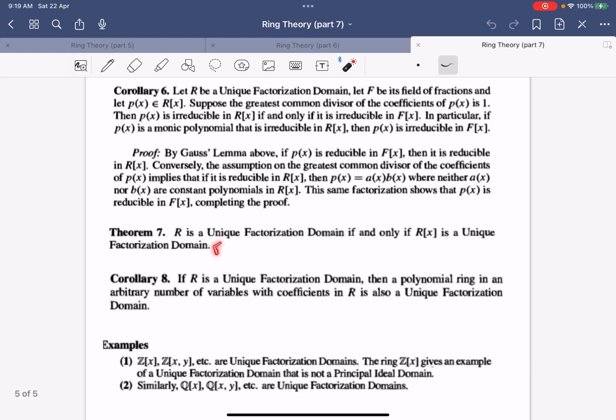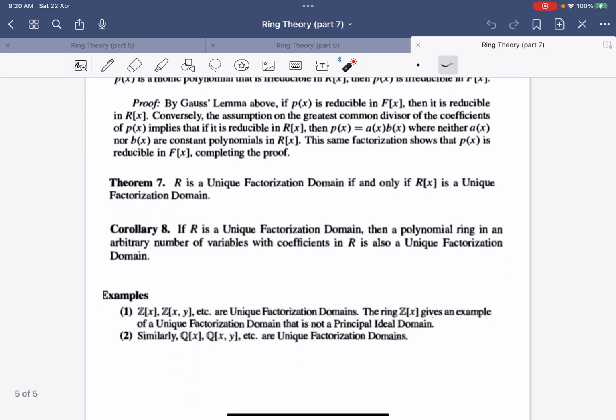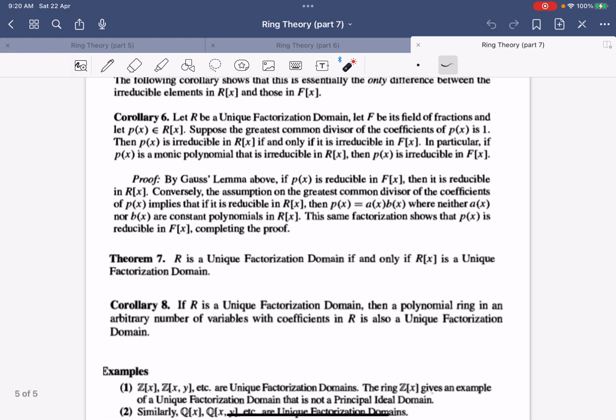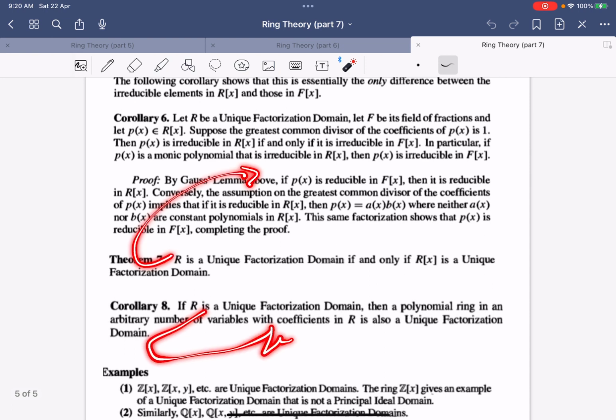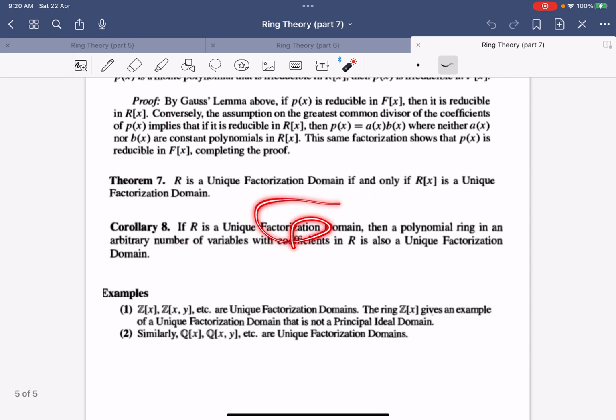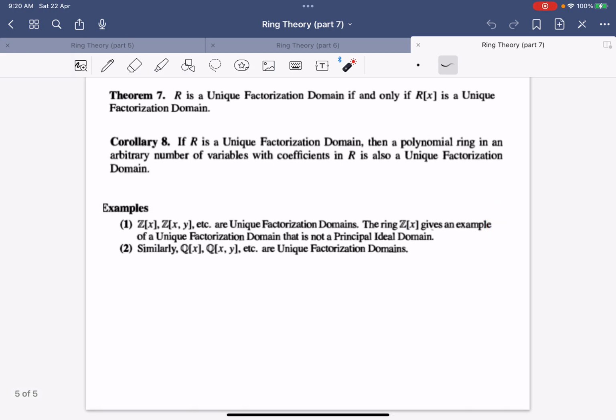Hence, this shows that R[x] is a unique factorization domain if and only if R is a unique factorization domain. And the corollary of that, which just follows from corollary 6, and corollary 8 follows from theorem 7, because now we know that if R is a UFD, then the polynomial rings over it are too. So this is just one variable, but you can just keep doing it inductively and show that it's also a UFD over an arbitrary number of variables. Here are some examples for you to look through.